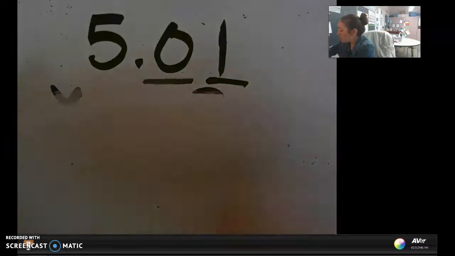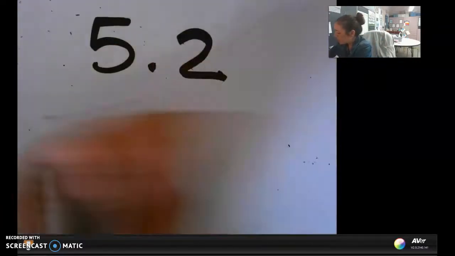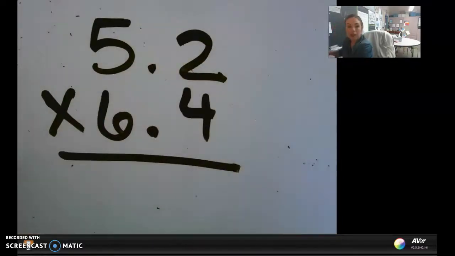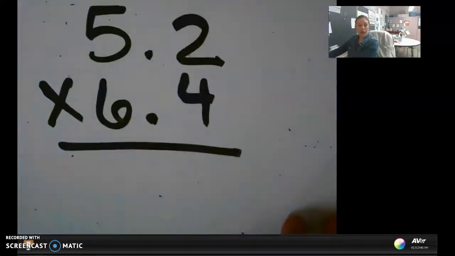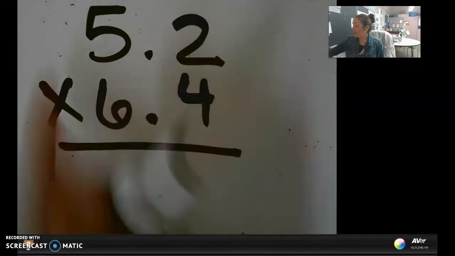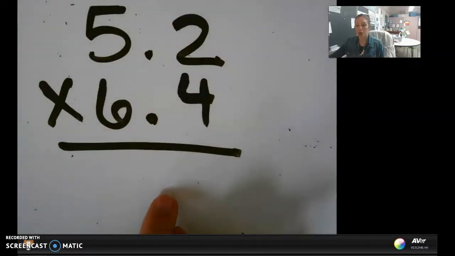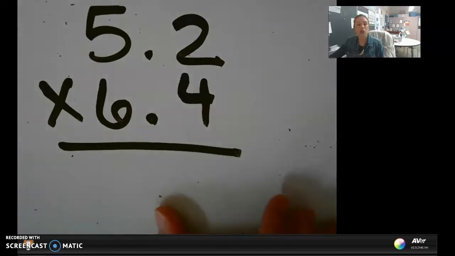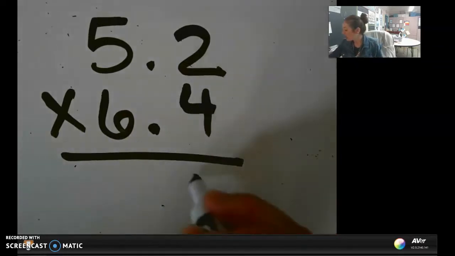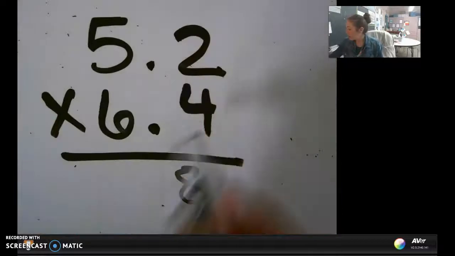Let's do one more. We're going to do 5.2 times 6.4. Are we going to line them up? No. But look, they are lined up, Miss Wagner. That's okay. We are still multiplying exactly how we would, even if the decimals were not there. So we're going to ignore them and multiply like normal. 2 times 4 is 8. 5 times 4 is 20.